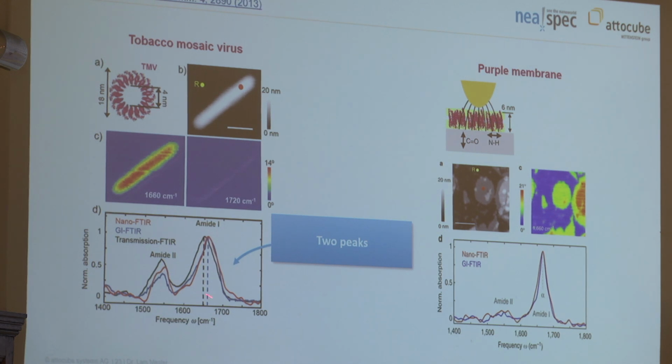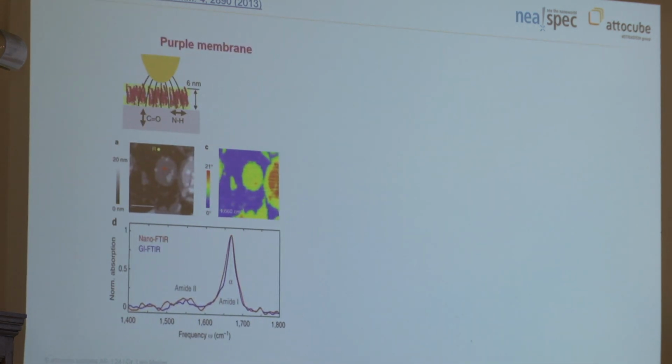the amide 1 band and amide 2 band. And even though we have the same kind of material, in this sample, we see only one of the peaks. So what happened to the other one? It's definitely in here. So if you measure this with far field, you know there's two peaks in there. Or if you measure this in solution, let's say, you know there's two peaks in here. But here we see only one. And then the question is why?